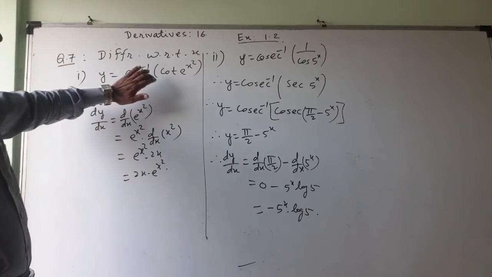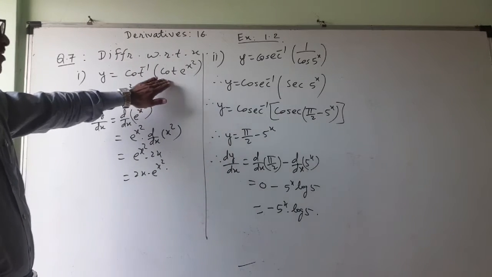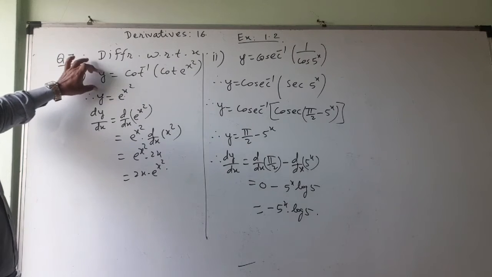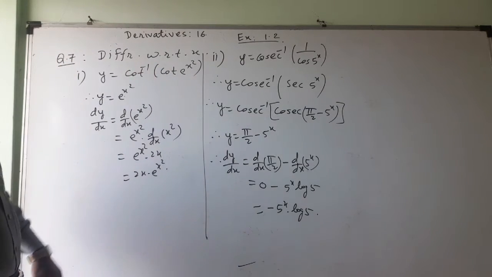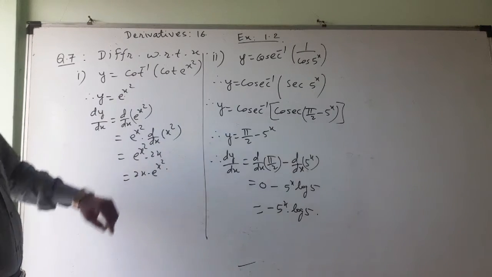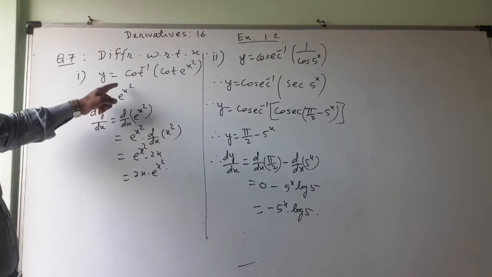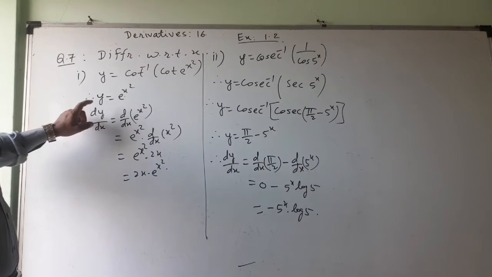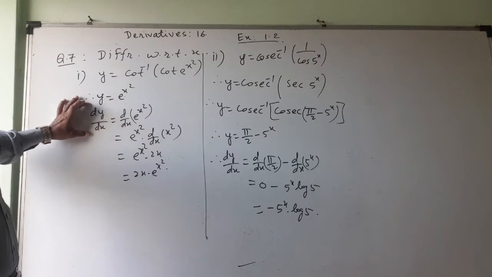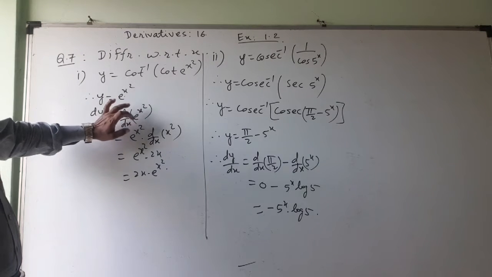First is cot inverse of cot of e raised to x square. I have written the first step directly. Let y is equal to cot inverse of cot of e raised to x square. Now this cot inverse and cot will get cancelled and y is equal to e raised to x square. Now take the derivative d by dx of both the sides. So this will be dy by dx is equal to d by dx of e raised to x square.